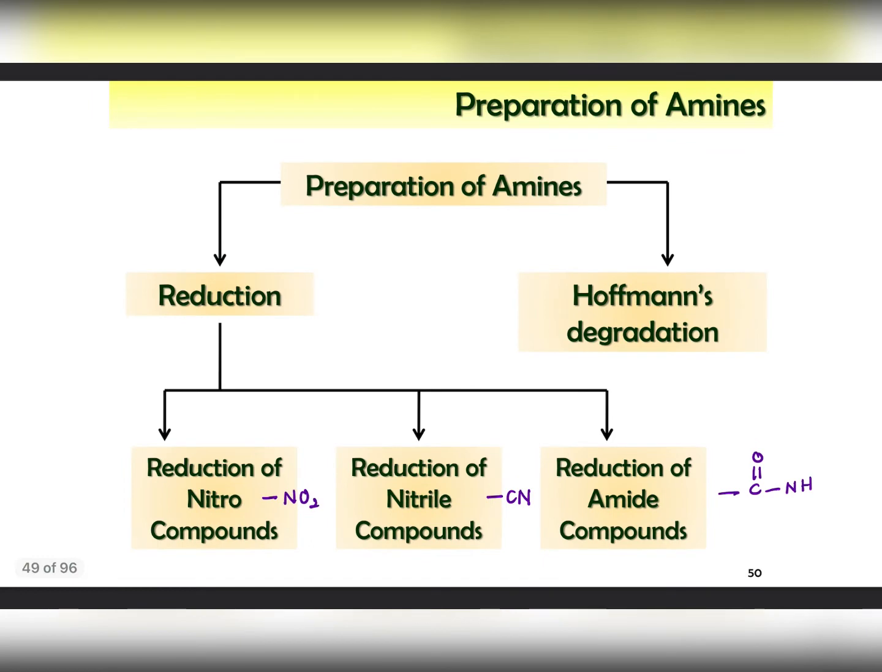Okay, so basically this is the summary untuk preparation of amine. So you have reduction and also Hofmann's degradation. So untuk reduction, kita ada reduction of nitro compound. So nitro with NO2, reduction of nitrile compound with R ada CN, and the reduction of amide. Amide tu kalau kamu ada R bonded to C, double bond O and NH2.